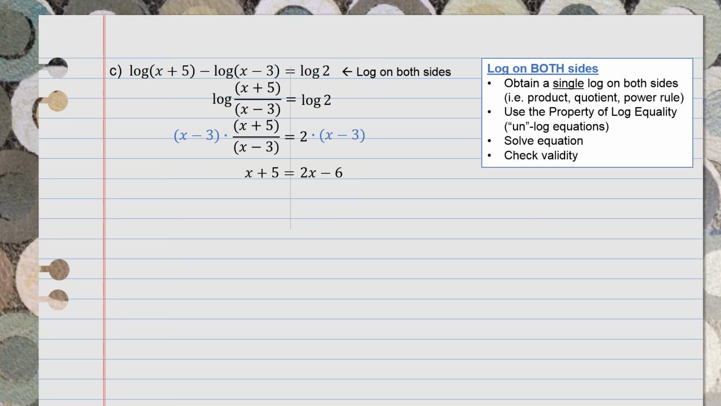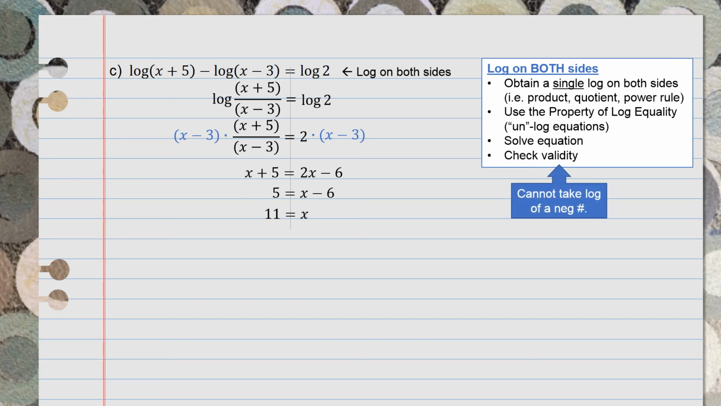From here, we want to decide, is this linear or quadratic? Since it's linear, we want to get the x's on the same side, and I'm going to choose to have the x's on the right side. So I subtract x. So I now have 5 equals x minus 6. To get x completely by itself, I need to add 6 to both sides, and I find x equals 11.